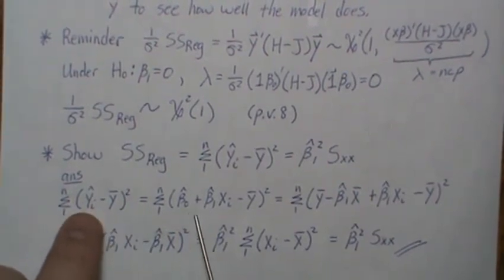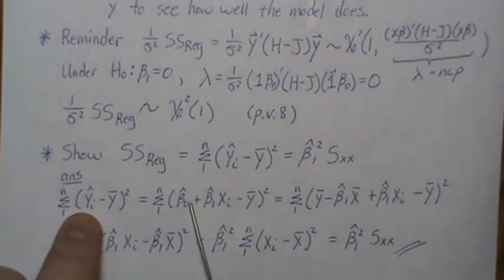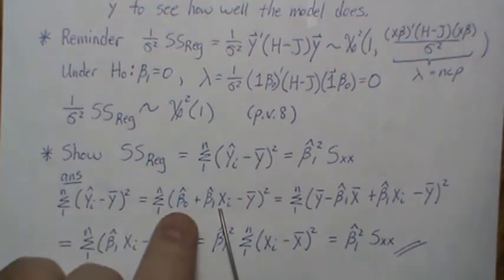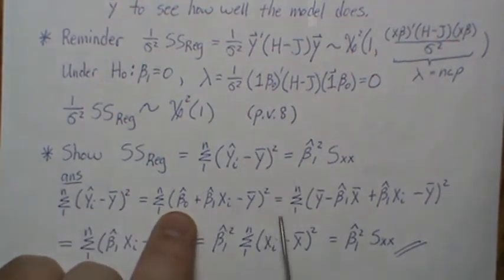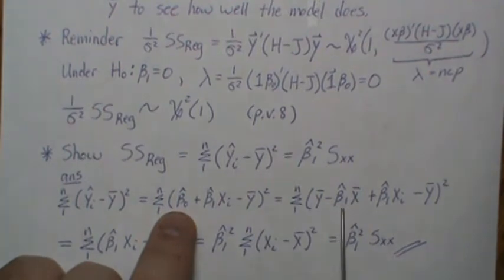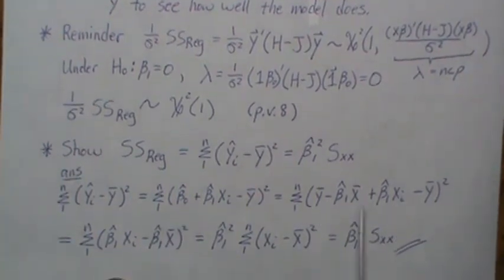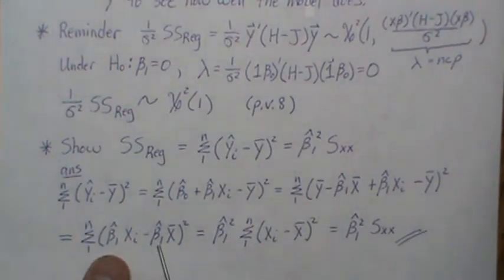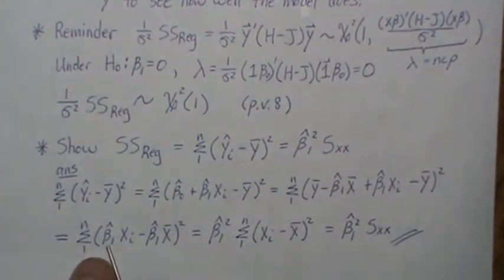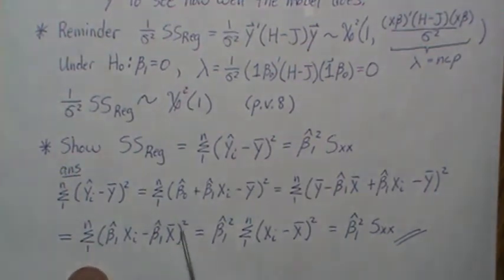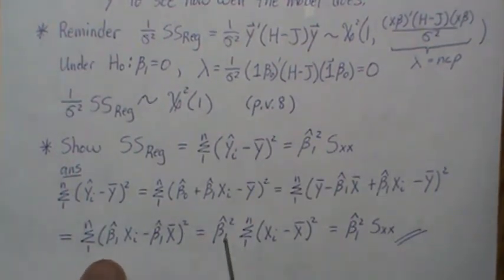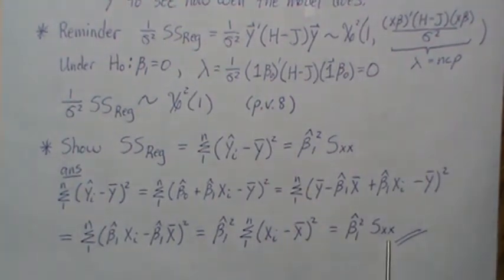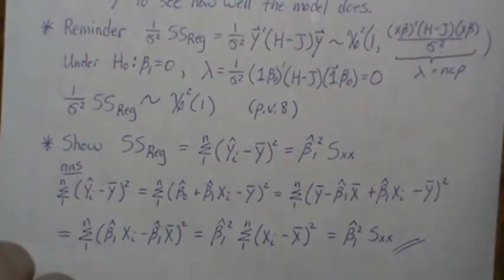Now you write what the least squares line is, which is this. And then the least squares estimator for beta 0 is y bar minus beta 1 hat x bar. So the y bars cancel. You're left with this. Now we can factor out a beta 1 and then take it out of this squared, but it's got to come out squared. And then what's left over is this, which is SSX. So it is proven.